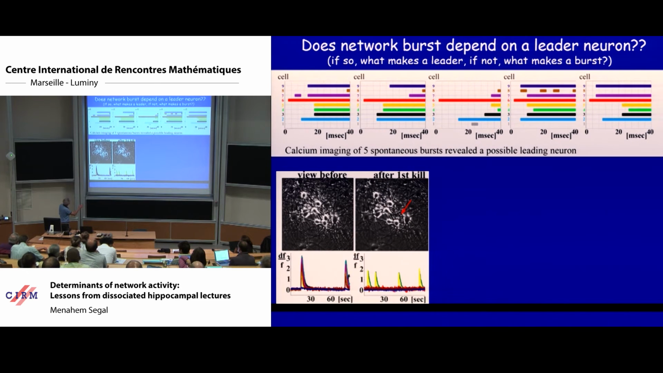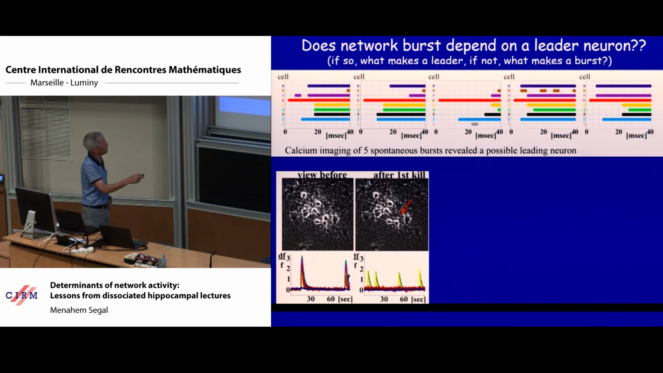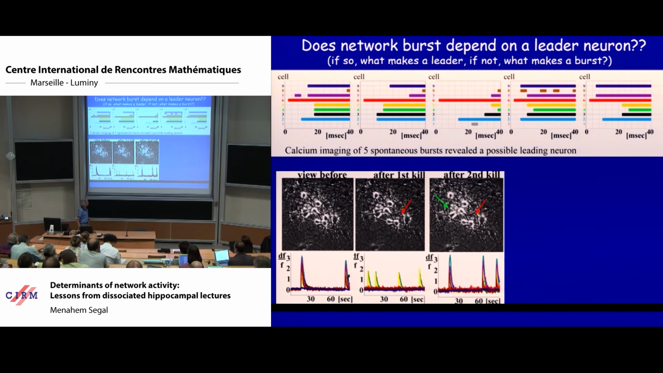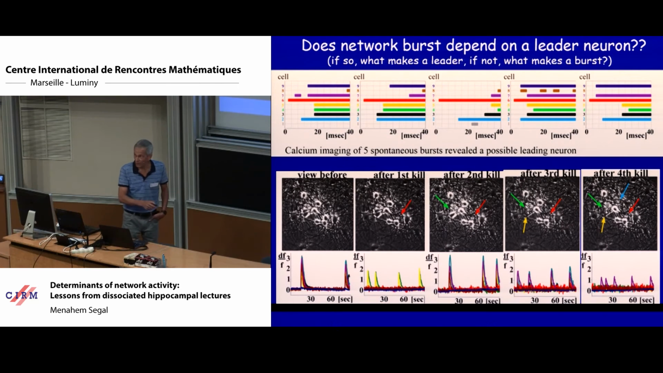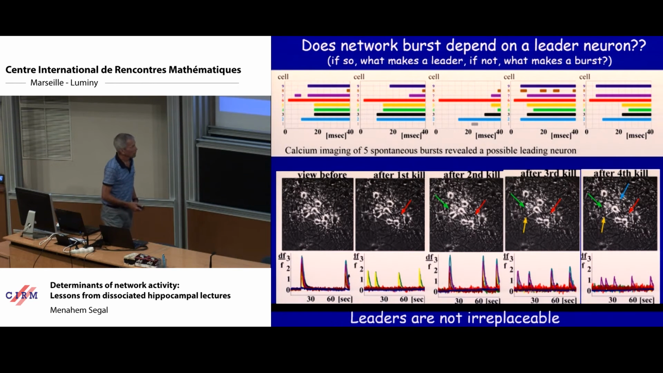You kill the first cell. So this is the cell that you thought is the leader because it just comes a millisecond before the other one. You kill him, and the rest of the network can still synchronize. You kill the second one, you just shove an electrode into the cell, you kill him, and the network is still synchronized. You kill the third one, and it's still synchronized. You are left with 5 or 6 cells. Now they are not synchronized. Each cell can still fire, but they are no longer synchronized. So the conclusion from this experiment is that leaders are not irreplaceable. For those of us who are worried about BB, this is the solution.